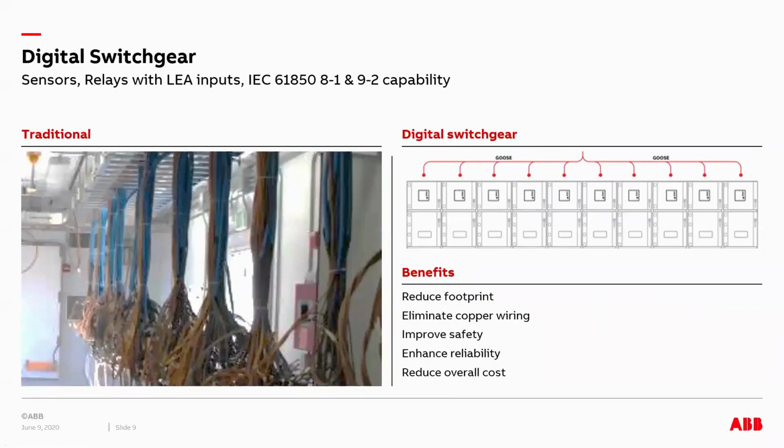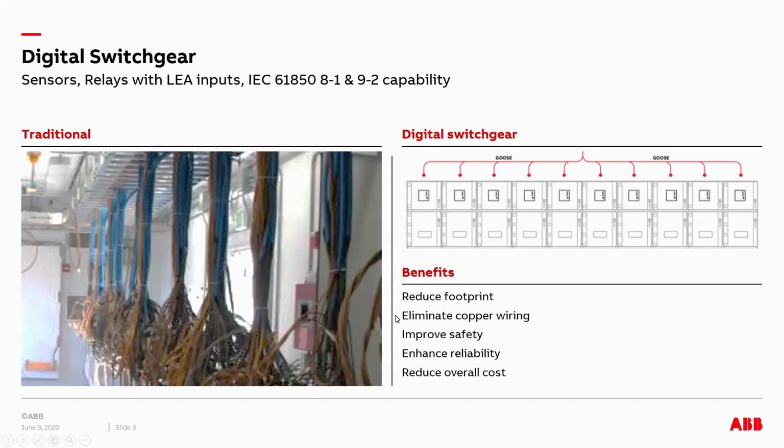Okay, so with respect to traditional, what are the real benefits achieved by digital switchgear? It of course reduces the footprint, because we are probably eliminating a PT compartment in a switchgear. The sensors are very compact, very small devices, and the overall footprint of the switchgear can be reduced, and it eliminates a lot of copper wiring.